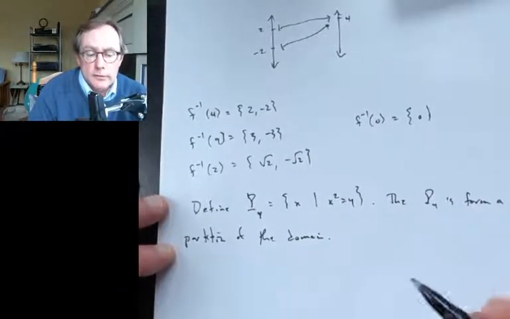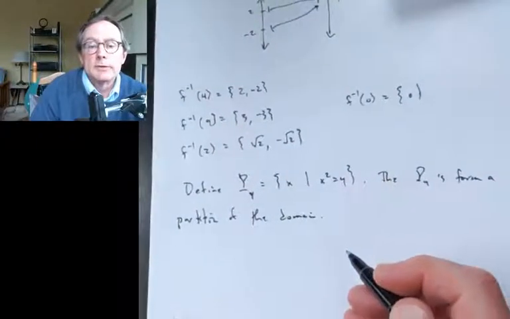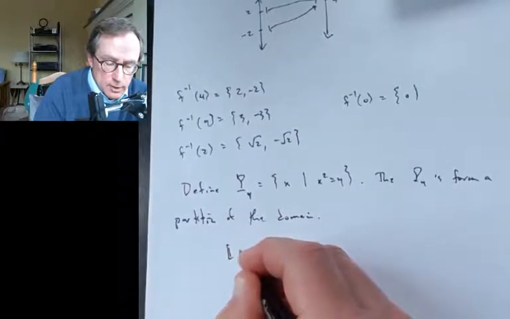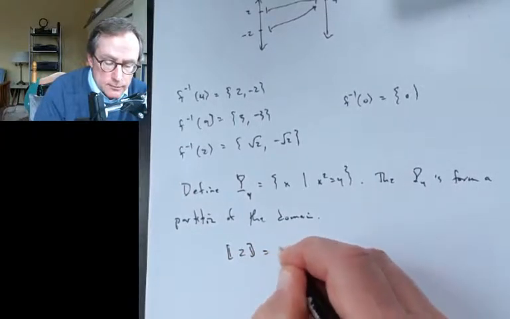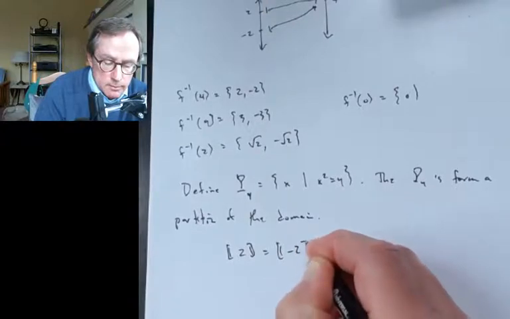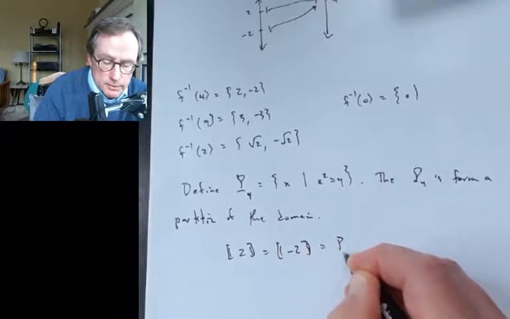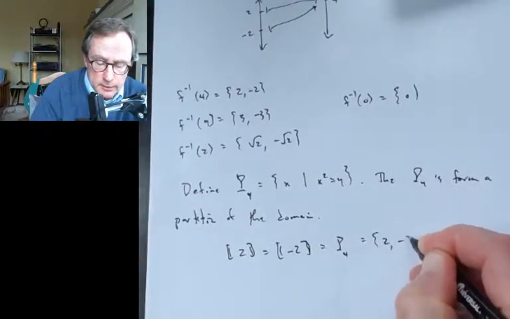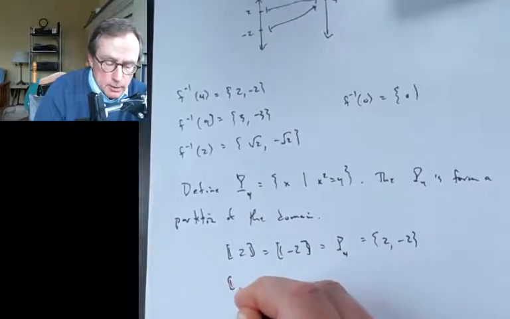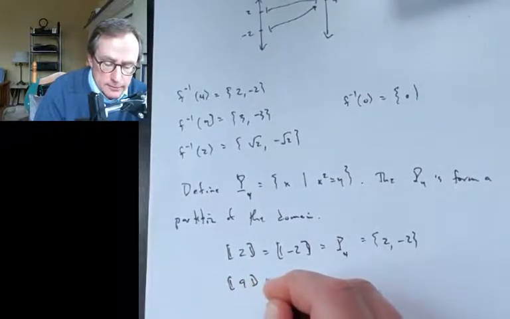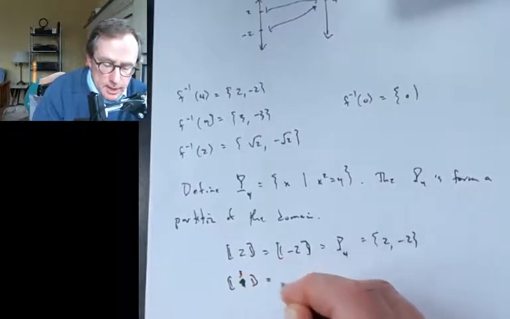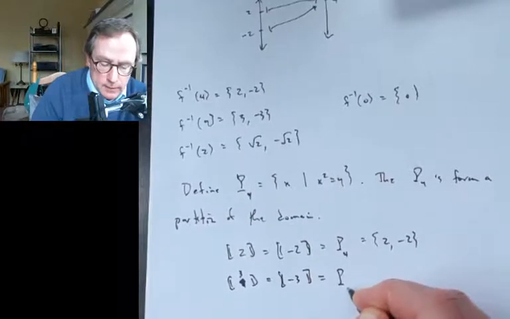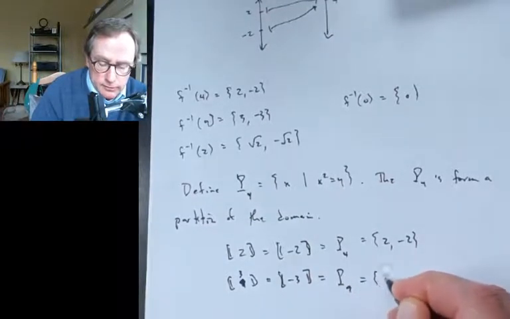Okay, and it's nothing that you don't know already. It's just a different language to express what you knew already. And you might say, for example, that square brackets 2 is the same thing as square brackets minus 2, and both of them could be called P sub 4. And they just consist of 2 and minus 2. And likewise, square brackets 3 and square brackets minus 3 are the set that we could call P sub 9, and it just consists of 3 and minus 3.